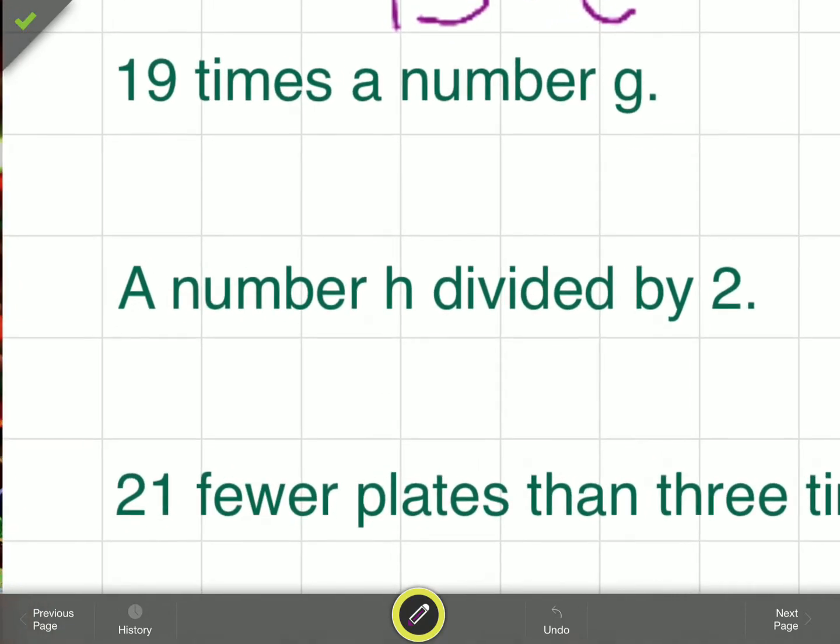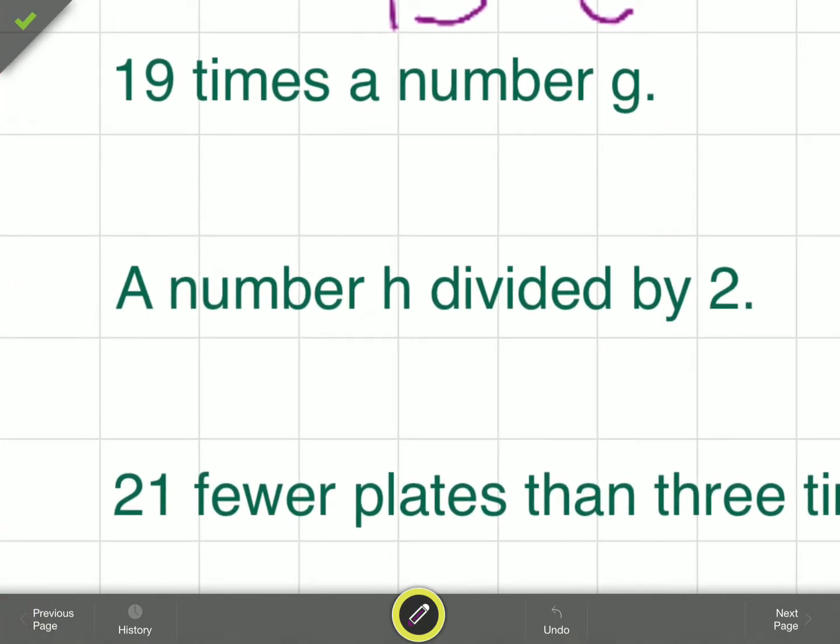Now let's look at 19 times a number g. Which operation would I use for this word phrase? I would use multiplication. How can I write an algebraic expression for this word phrase? There are two ways to write it.